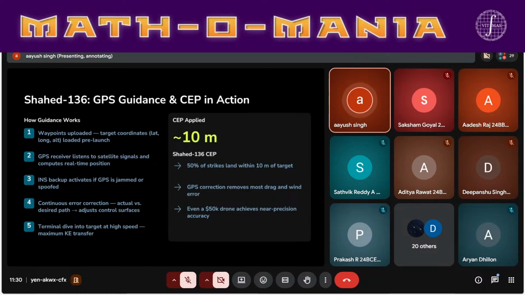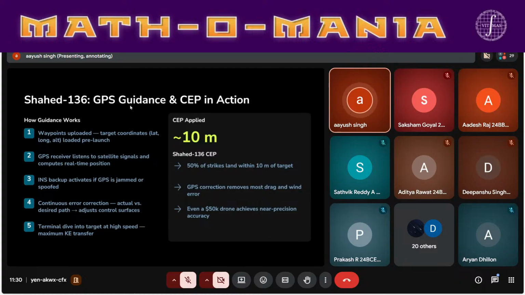So now let us see GPS guidance and CEP of Shahid 136 drones. We have computed before the CEP of Shahid drone is around 10 meters. So which means around 50% of the strikes of the Shahid drones land within the 10 meters of the target. The GPS correction removes most of the drag and wind error. So even a $50,000 drone achieves a near precision accuracy, which is cheap in wartime scenario, where protection is the first priority and attacking is also the first priority.